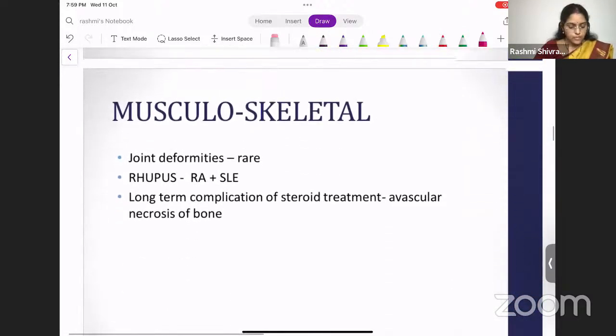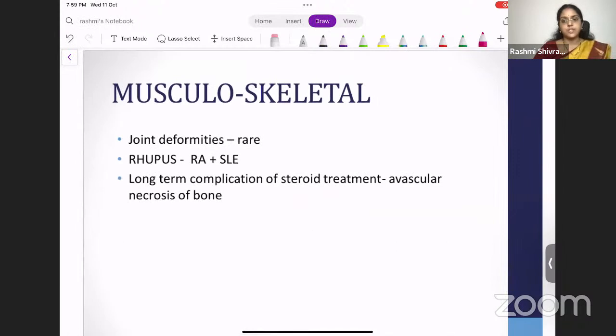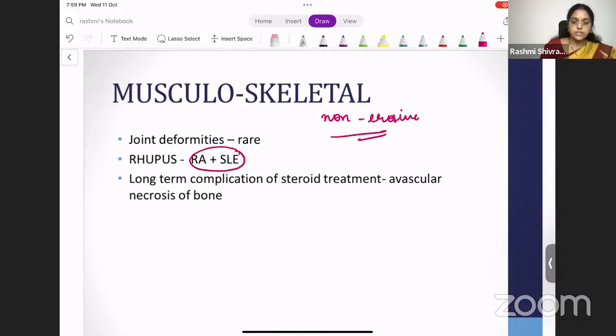Okay, yes. So I told you after the dermatological manifestations, the second most important one is musculoskeletal manifestations. So it's a non-erosive arthritis. SLE will have a non-erosive arthritis. Right. Joint deformities are quite rare, but it is still possible. We already studied this in the rheumatoid arthritis chapter: when the patient is having both rheumatoid arthritis as well as SLE, that is called rhupus. Okay. So when the patient is being treated with long-term steroids for suppressing the immunity in this autoimmune disease, what happens? The patient can also have avascular necrosis of the bone.